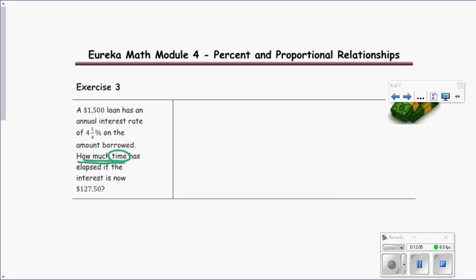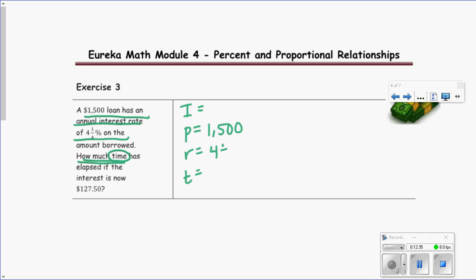All right, we know that a $1,500 loan has an annual interest rate of 4.25%. Oh man, that's not going to be easy. It's not 4%, it's not 4.5%, but you know what a quarter is. I know that you know what a quarter is. So interest, principal, rate, and time. What do we know? We know that the principal is $1,500. That's the starting amount or the loan. And we know that the interest rate is 4.25%.